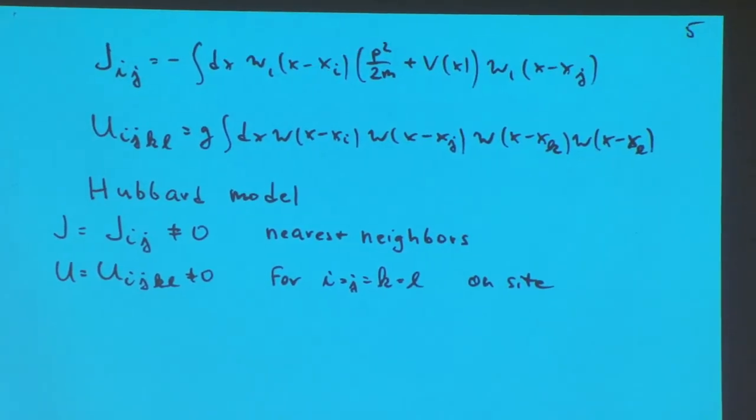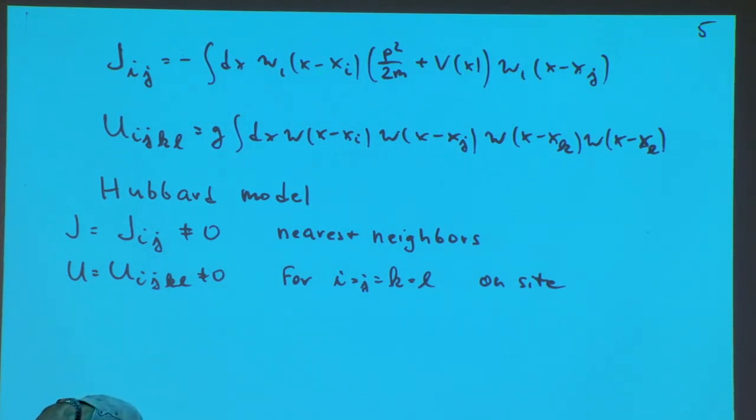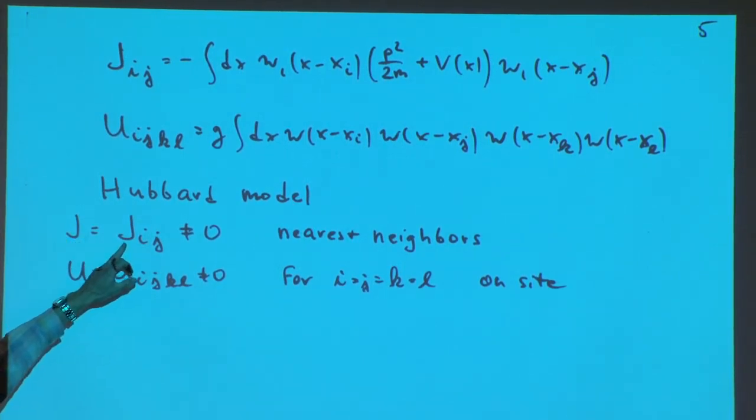But okay, I want to come now to the leading approximation in a tight binding model, and that is where those Wannier functions overlap. Two neighboring Wannier functions barely overlap. If I go further away, the overlap becomes even smaller. So the most dominant terms are nearest neighbor interactions. And the nearest neighbor interaction is where I and J differ by 1. And this is what I call J without indices.